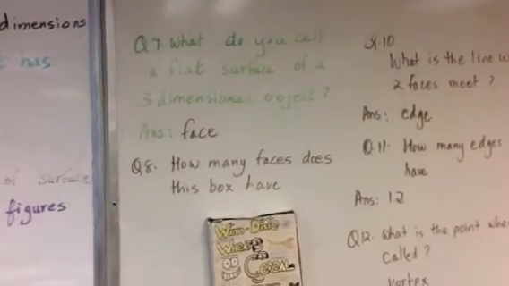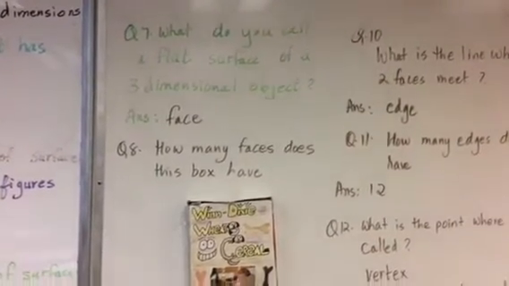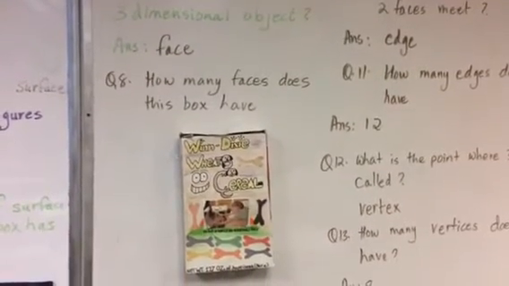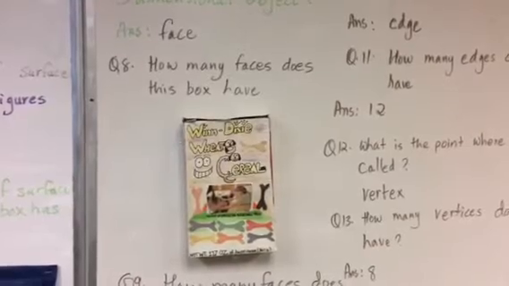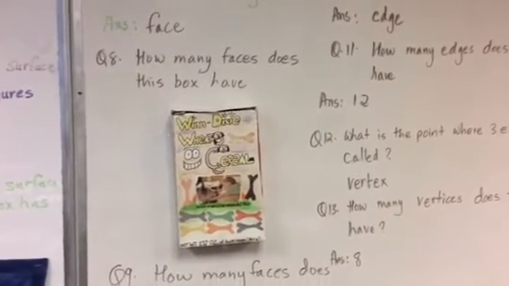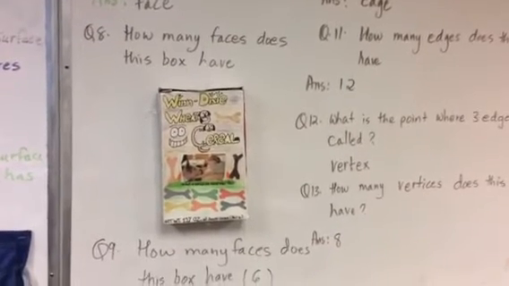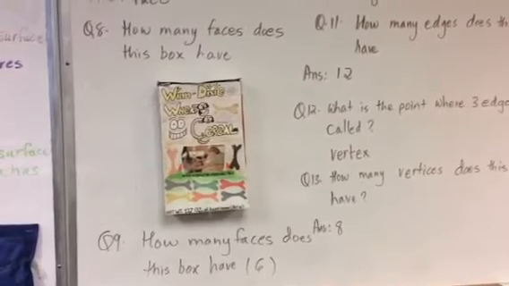What do you call a flat surface of a three-dimensional object? It's called a face. How many faces does this box have? Look at the box, a cereal box. Remember, you did a book report on it. It's a good story, Winn-Dixie. How many faces does this box have? 6 faces.